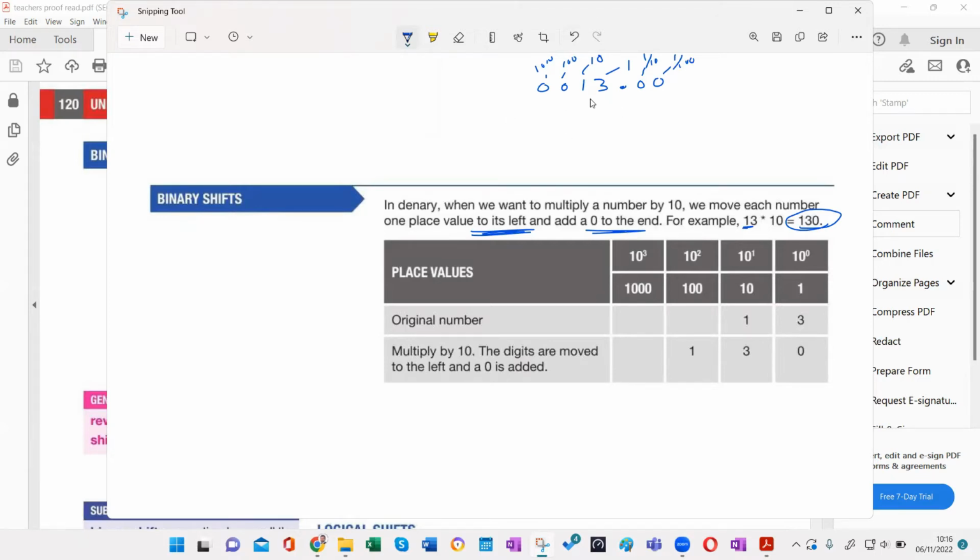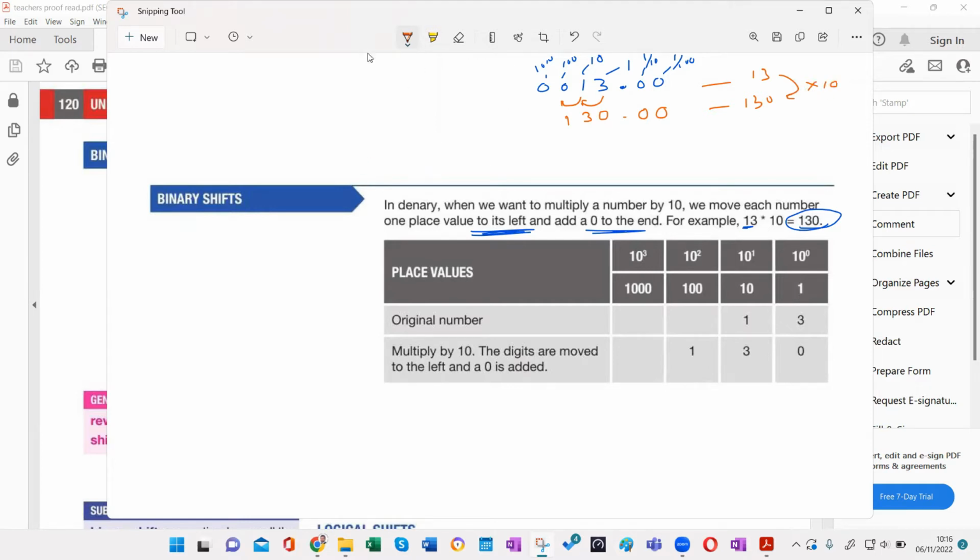Now, if I shift these numbers to the left, one digit, okay, I'm going to shift this number one digit to the left, which means this 1 is going to move to this, and 3 will move to this location. So now 1 is here, 3 is here, and the empty space we are going to fill with a 0, right? And what is the result? We get 130. This is 130. So what happened? The original value got multiplied by 10.